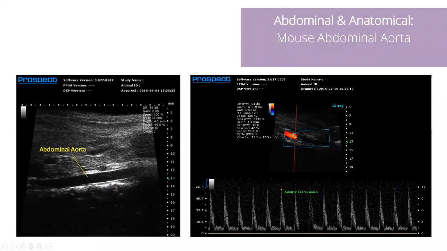Of course, the abdominal aorta can be imaged. This one's quite normal, so we're seeing very straight lines up the wall. If you had an abdominal aneurysm, you would be able to visualize that very clearly and see how big it had gotten and make those measurements. As well, you can use color Doppler and pulse wave Doppler on the abdominal aorta to be able to look at flow velocity changes as well.